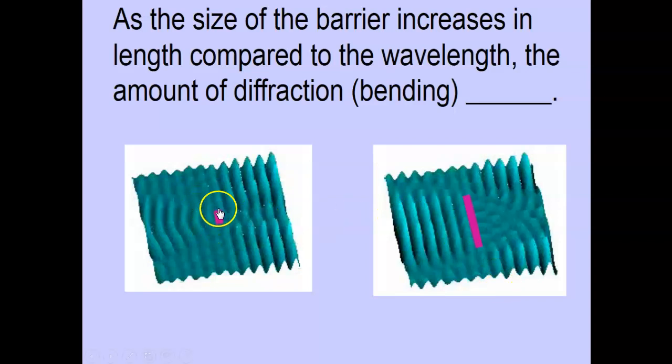Here we have a small length and we can see a little bit of bending. Here we see a large length and we see quite a bit of bending. So we're going to say it is going to increase. So as the size of the barrier increases in length, the amount of diffraction will also increase.